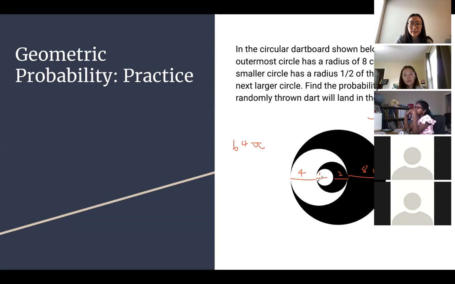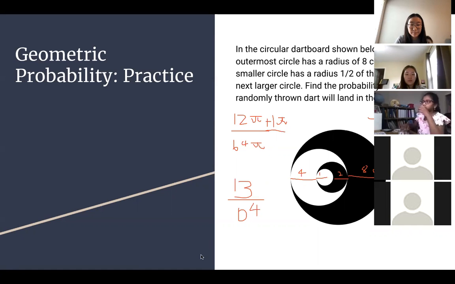But then we also have to take away this black circle that's in the white circle. And that one has an area of 4 pi. So basically 16 pi minus 4 pi is going to equal 12 pi. And then we also have to add back the area of the smaller white circle, which is going to be 1 pi, because 1 squared is just 1. And then we get 12 pi plus 1 pi over 64 pi, which is 13 pi over 64. And then the pi cancels out. So you just get 13/64 as your answer here.